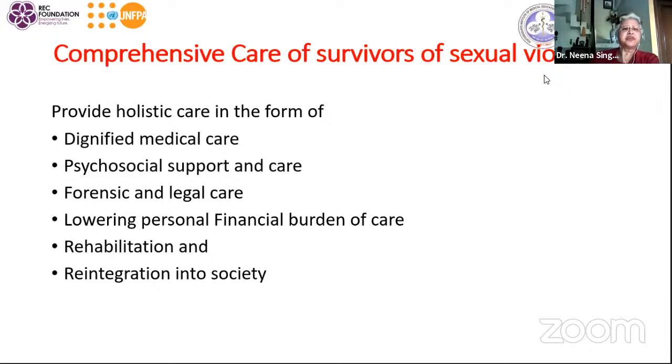So we need to provide them holistic care in the form of dignified medical care, psychosocial support and care. We have to give them forensic and legal care, and we need to give them rehabilitation, reintegration into society, and help them with the financial burden of care as well.